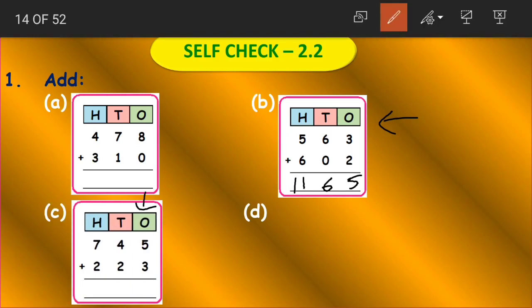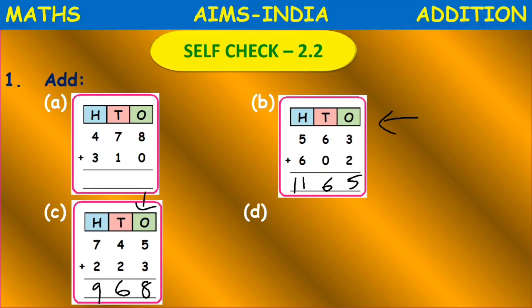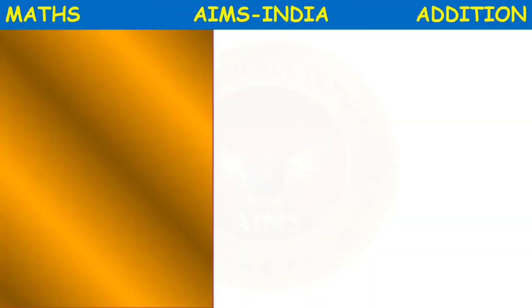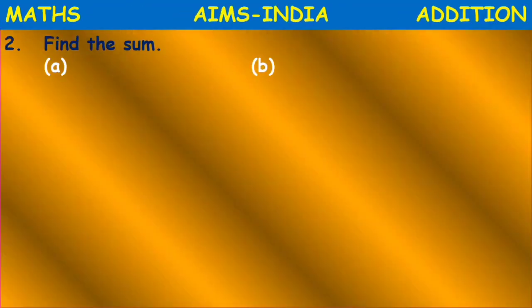From the ones place, 5 plus 3 becomes 8. 4 plus 2 becomes 6. 7 plus 2 becomes 9. Yes children? Yes. Moving on to the fourth question. 0 plus 8 becomes 8. 9 plus 0 becomes 9. 3 plus 4 becomes 7. Yes. Did you get the correct answers? Okay. Moving on to further questions.